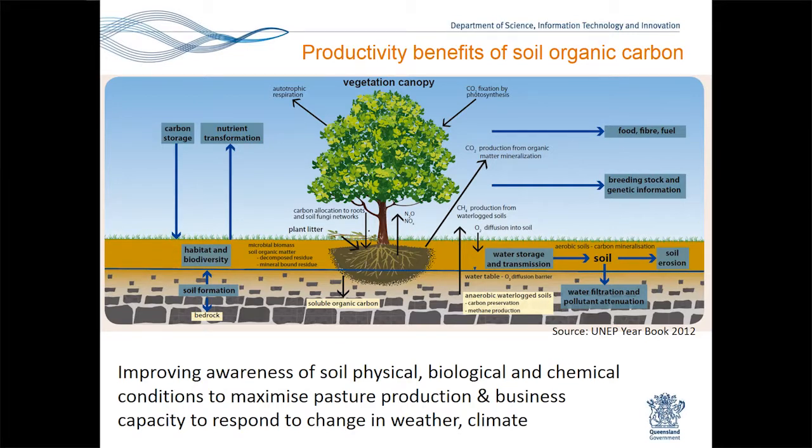And one of the things that they talk about here is carbon storage. Also how much nutrients are being transformed and taken off from fodder, for example, if you're producing a product which is being removed from that system. But also some of these food, fibre, fuels, breeding stock and genetic information. And I think it was already touched on this morning that often when you're measuring carbon, you're not doing it in isolation. You might be getting better information about your herd management or better information about your nutrient supply to your crop. So it's a really fundamental measure of a lot of the farming system practices you're already undertaking.